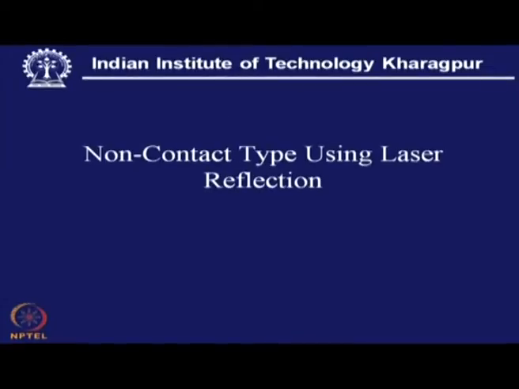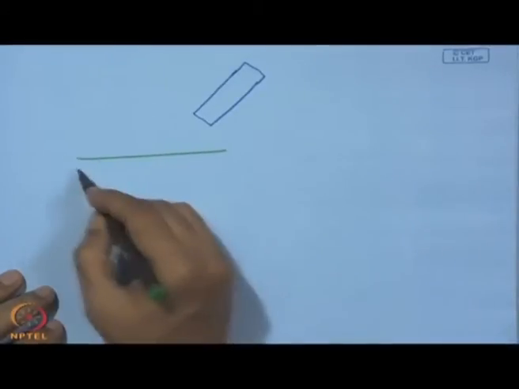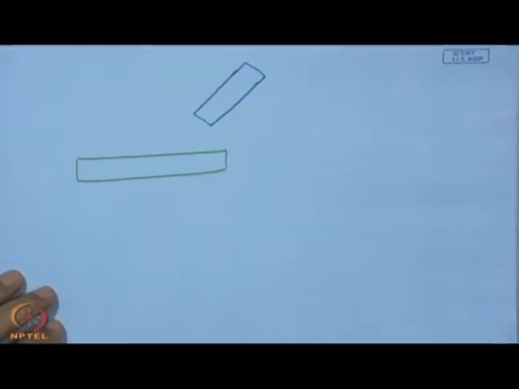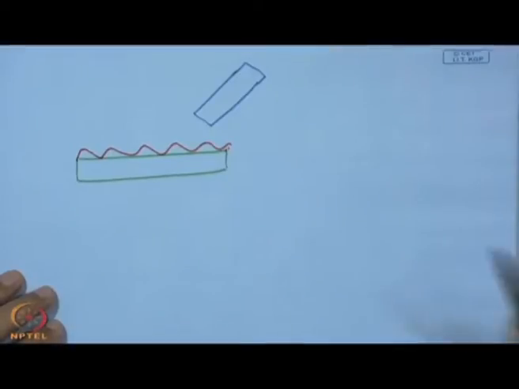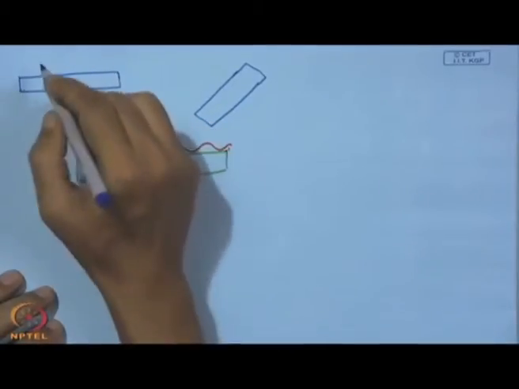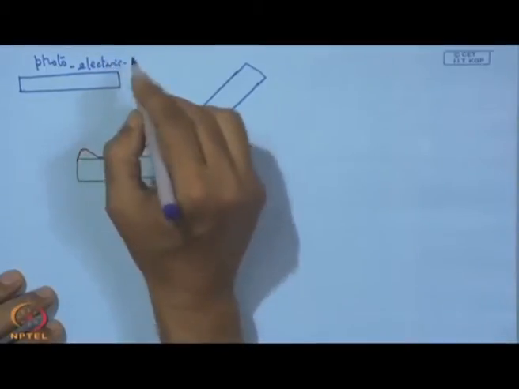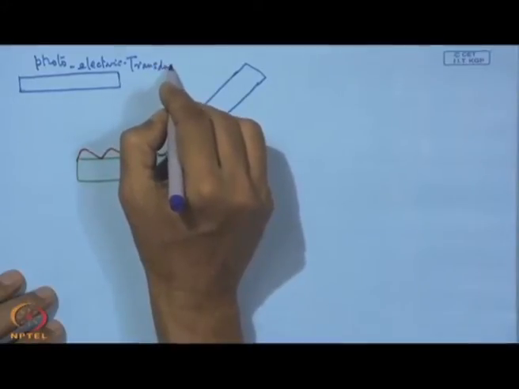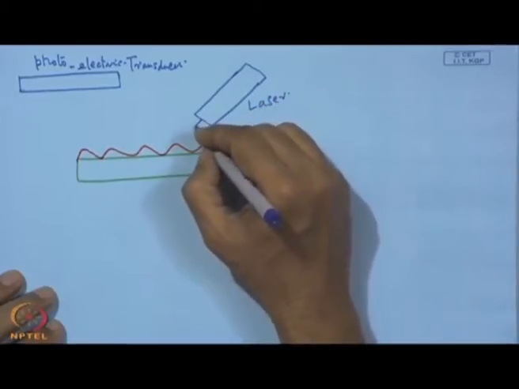Now, non-contact type using laser reflection. In this case, what happens? A laser beam will fall on this surface under examination. So, this is the surface, and here we have irregularities, something like a coated surface, and then here we have a photoelectric transducer. So, this is the photoelectric transducer. This is the laser beam, the laser source. This is the incident beam.